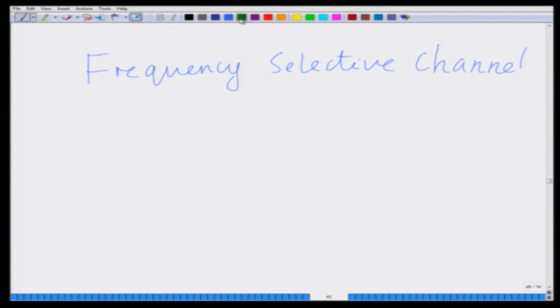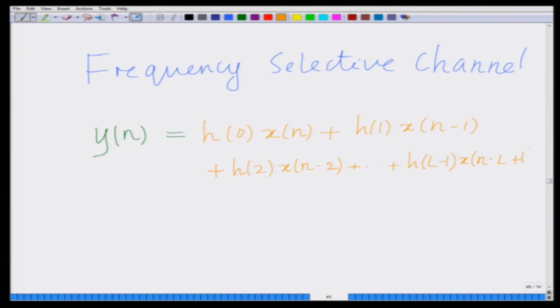As we have said before, a frequency selective channel can be modeled as the output yn at time instant n equals h0 xn plus h1 xn minus 1 plus h2 xn minus 2 plus so on until hL minus 1 xn minus L plus 1. This is the model without noise for a frequency selective channel.